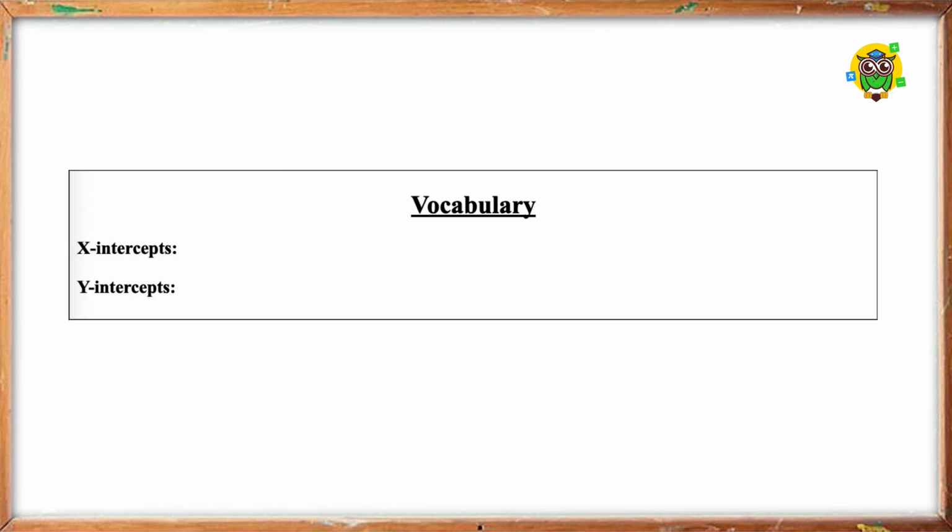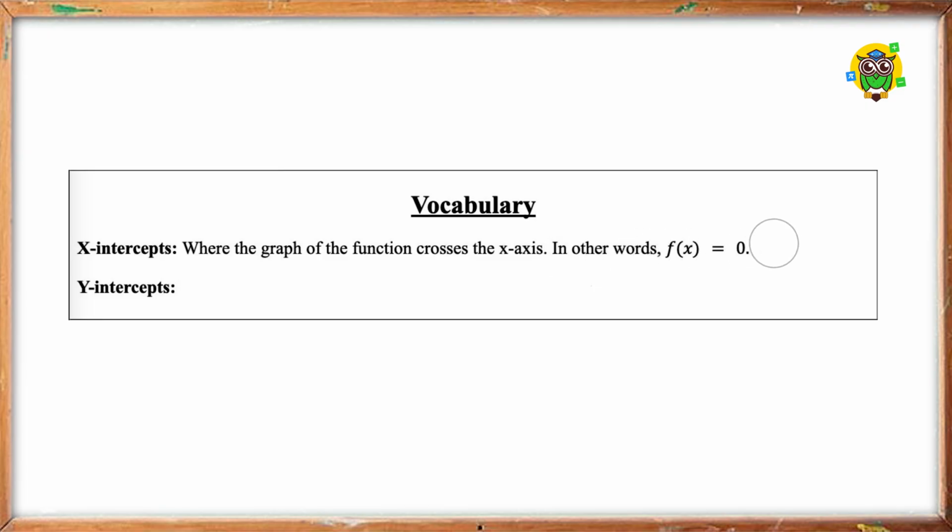Now let's take a look at some vocabulary. X-intercepts: where the graph of the function crosses the x-axis. In other words, f of x equals 0. Y-intercepts: where the graph crosses the y-axis. In other words, x equals 0.